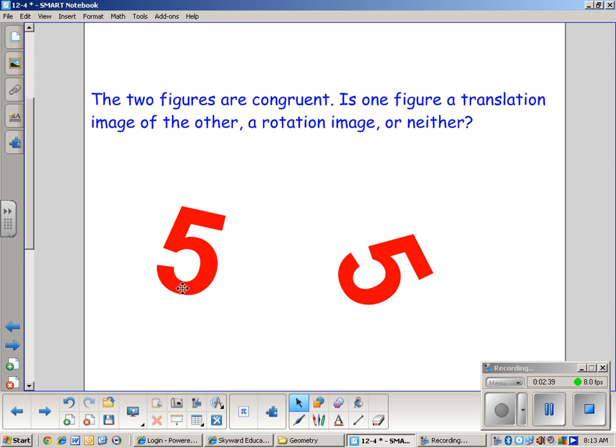Now, is it a rotation? It's both? Oh, you mean a combination? No, it can't be both. It's either a slide or a rotation, or it's neither. There's one thing I look at, the orientation. Are the orientations the same? Is the 5 drawn the same way? It still looks like a 5 in both of them, right?